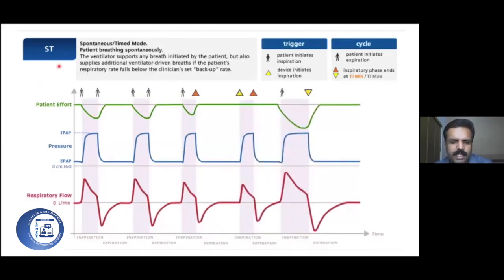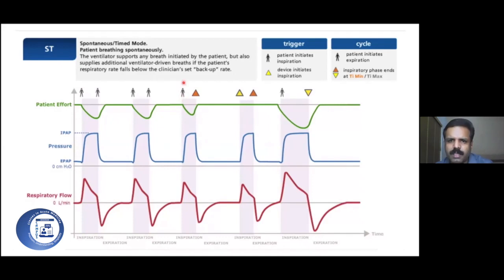Then we have the spontaneous and timed mode. Here the difference is the patient breathes, and in between, if the patient is not breathing at the fixed time, the machine will give a breath. Suppose the patient is breathing at a rate of 12, and I set a backup rate of 15. If the patient is not taking 15, the machine will give 15 breaths, synchronized with the patient's efforts. Clear?